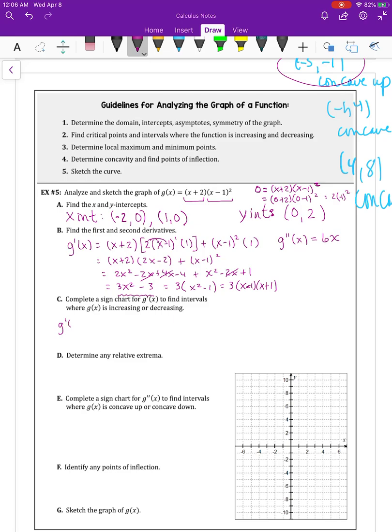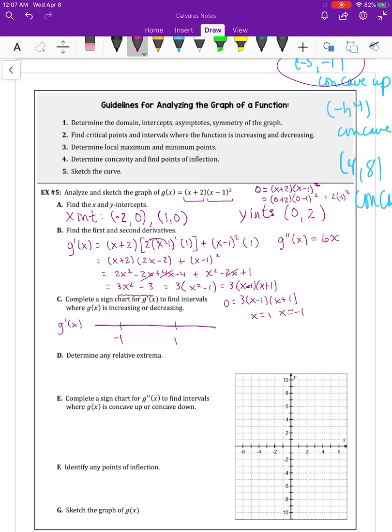I'm going to complete a sign chart for g prime of x to find intervals where g of x is increasing and decreasing. So we're looking at the sign of g prime. When we set that first derivative equal to 0 to find our critical points, we would get x equals 1 and x equals negative 1. So again, you put the negative 1 on the left because it's less than, put the positive 1 on the right, just like on the number line.